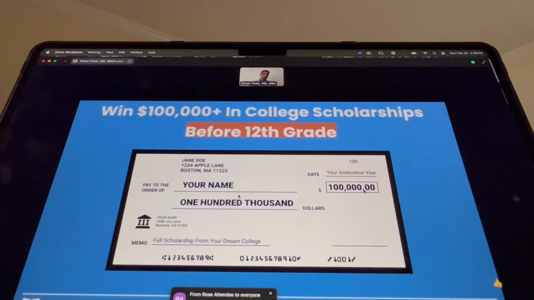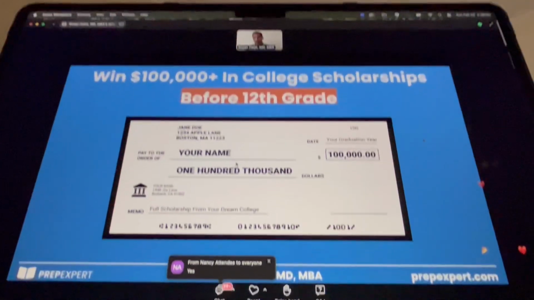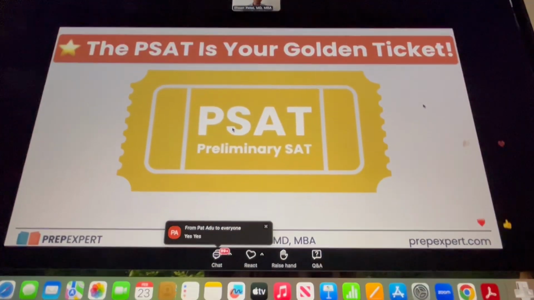How many of you guys would like a check like this on the screen? Pay to the order of your child's name, $100,000, full scholarship to their dream college, right? Let's make it happen. So in order to make it happen, the PSAT is your golden ticket.